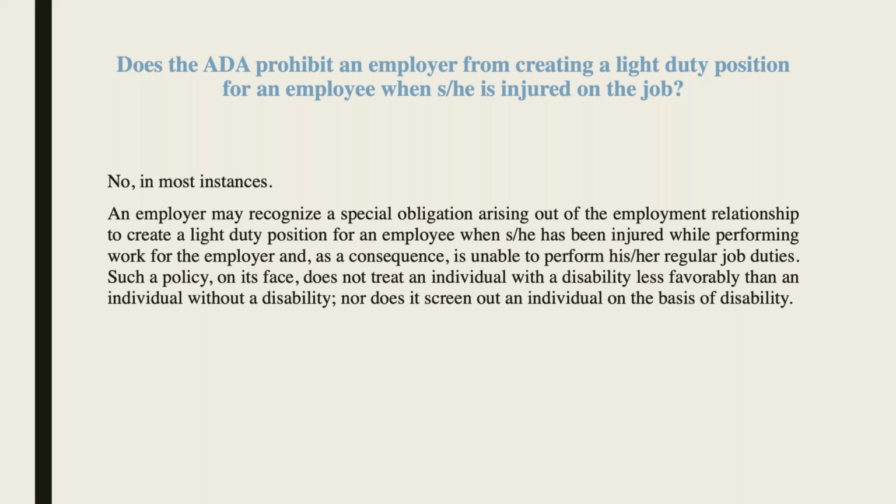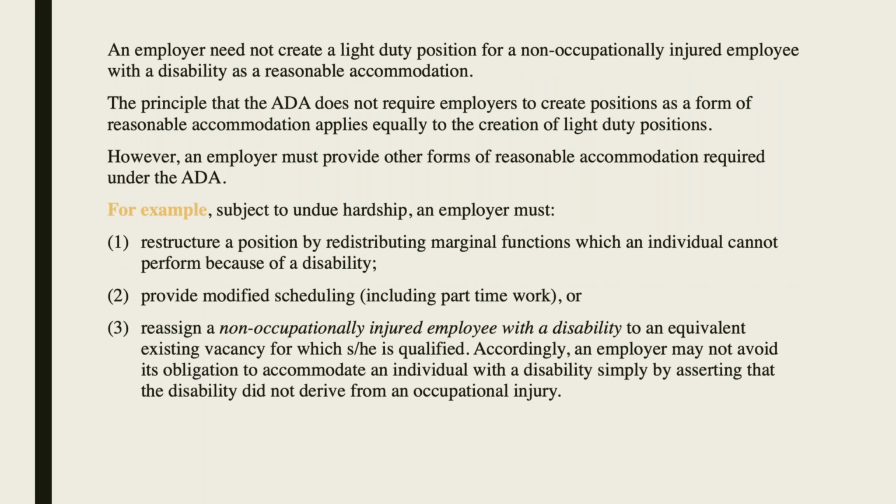Of course, an employer must apply its policy of creating a light duty position for an employee when he's occupationally injured on a non-discriminatory basis. So in other words, an employer may not use disability as a reason to refuse to create a light duty position when an employee is occupationally injured, but I think that goes without saying. An employer need not create a light duty position for someone that's not been occupationally injured. The principle that the ADA does not require employers to create positions as a form of reasonable accommodation applies equally to creation of light duty positions. So just as we said, we don't have to bump someone off from their job to create a position for John who got injured. The same sort of applies with this whole arena of the creation of light duty positions.